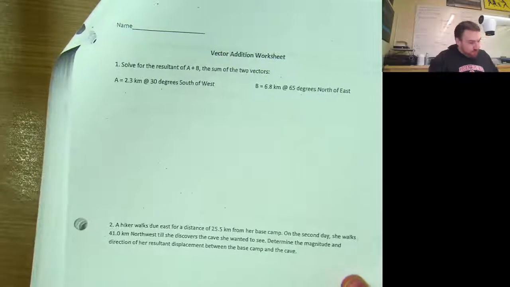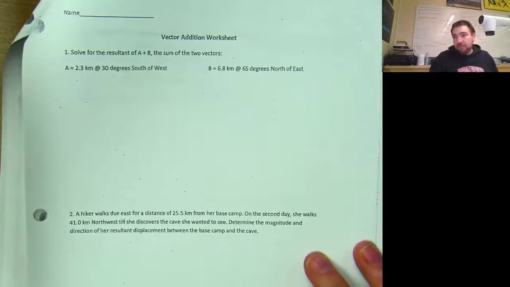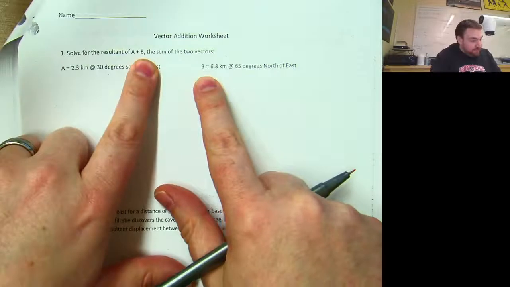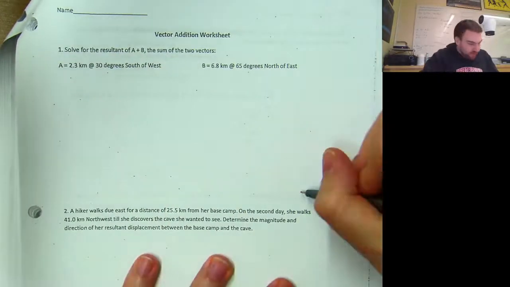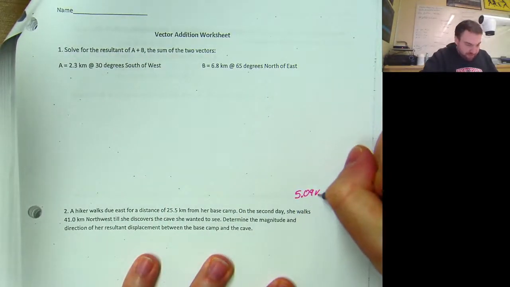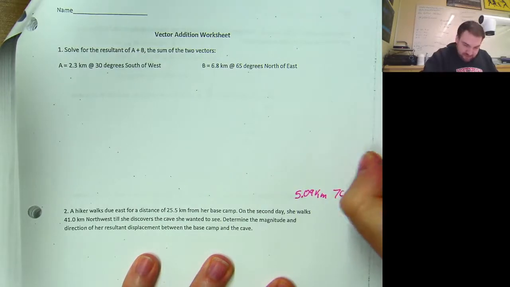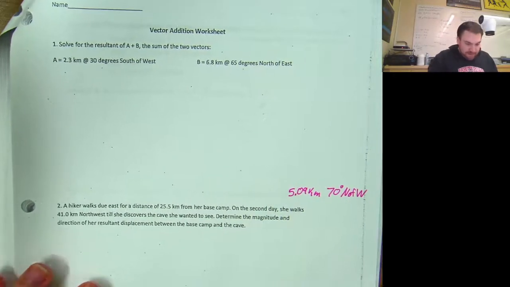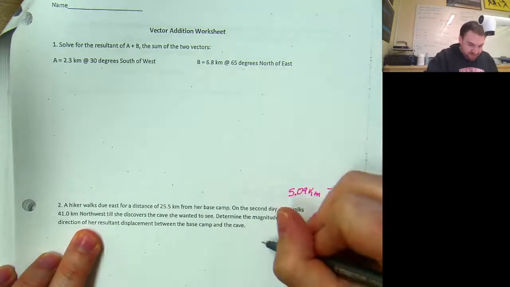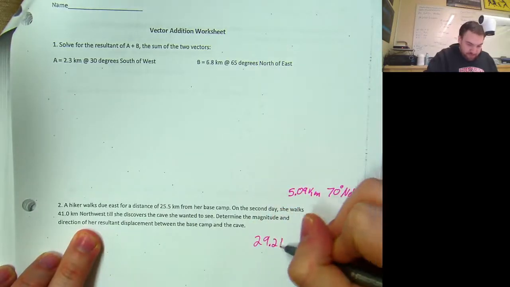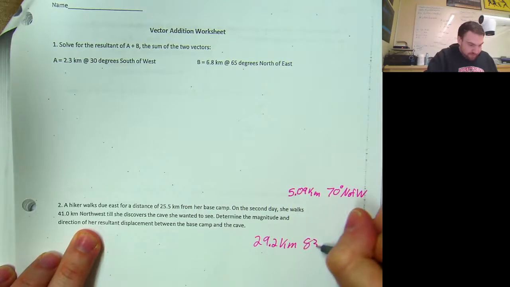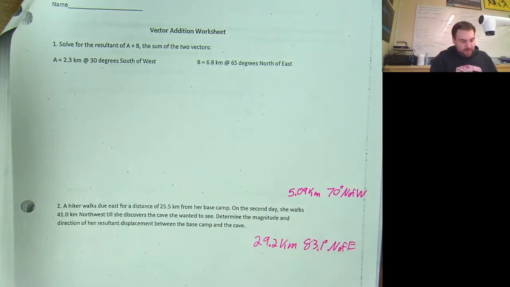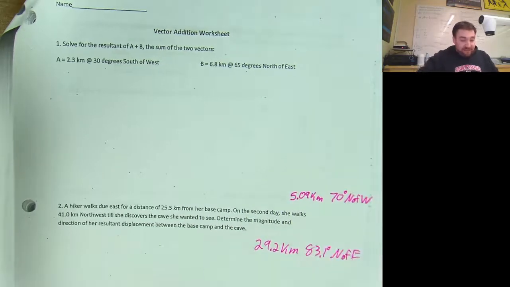This is also part of your homework. There's A, there's B, and I want the sum of them. So I'll put the answer down here. It's going to be 5.09 kilometers, 70 degrees north of west, or 20 degrees west of north. And then this answer here for number 2 is going to be this, 29.2 kilometers, 83.1 degrees north of east. So you've got a fair bit to do. I want you to practice sine law and cosine law.